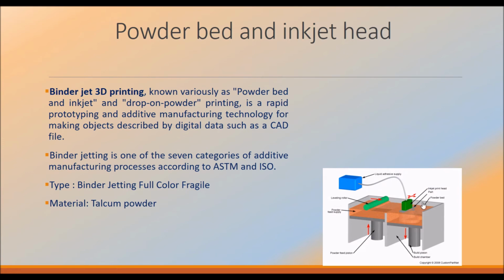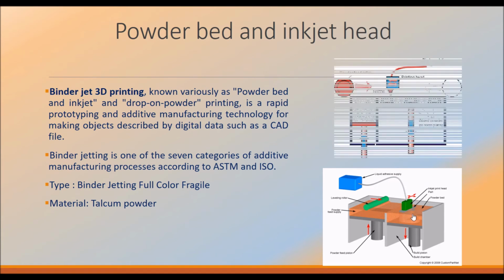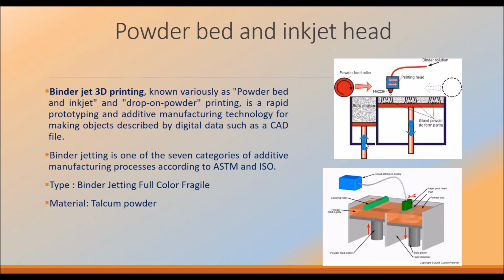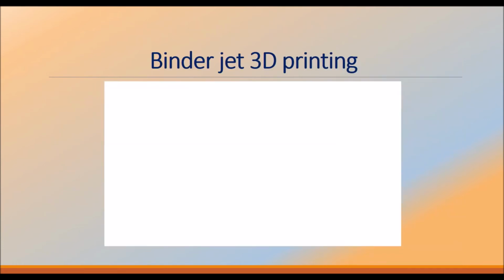So this is the powder feed piston and it is the build piston. The leveling roller is used to roll over the bed, and by using the inkjet and the powder bed, you are going to get the 3D printed object. So this is the build powder and this is the glued powder, where you are going to get the 3D printed objects, and using this nozzle the binder will be deposited onto the bed. So next, this is the GIF regarding the binder jet 3D printer.